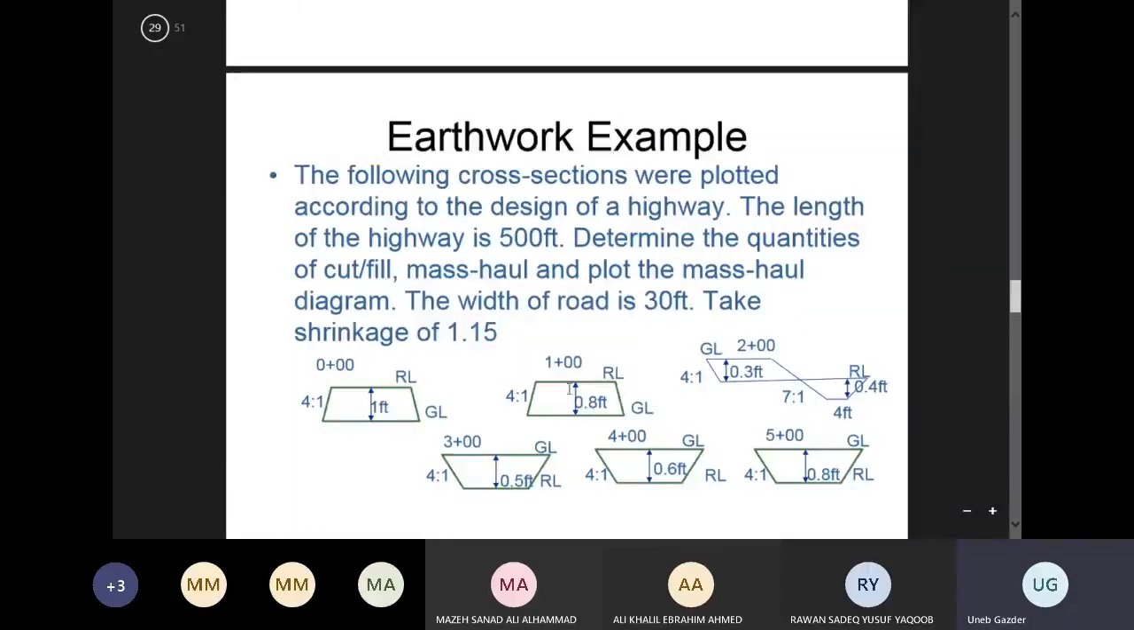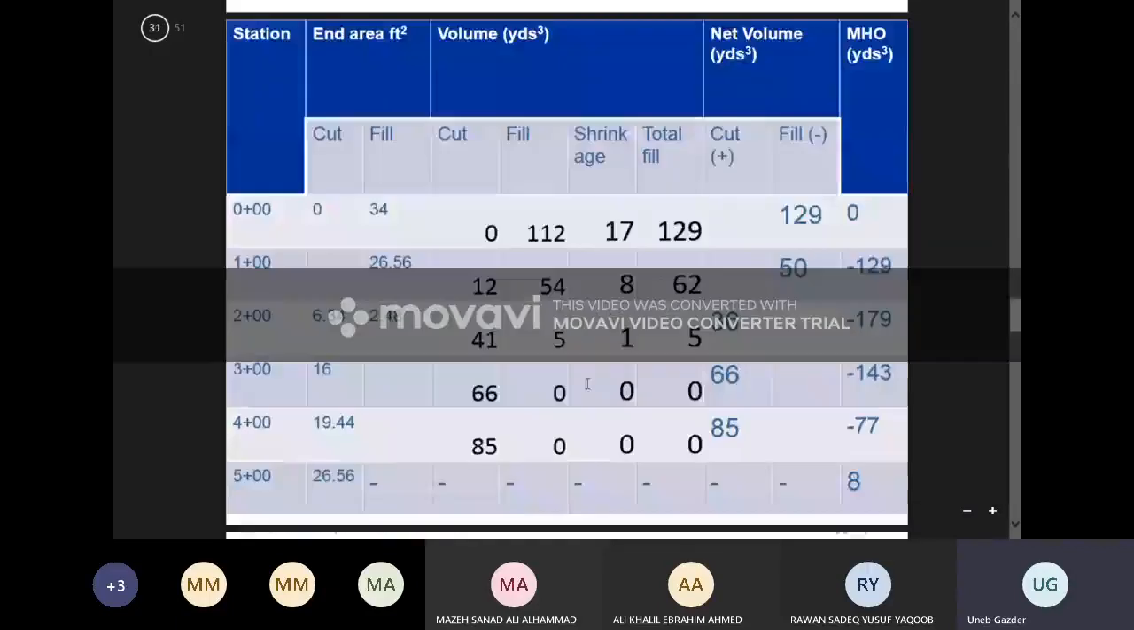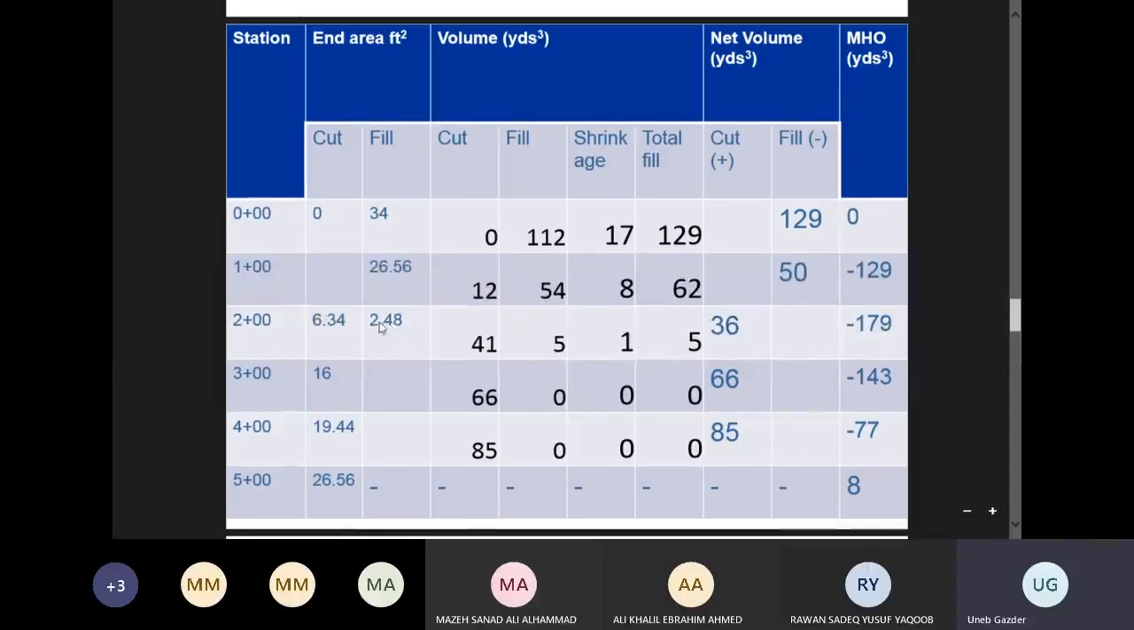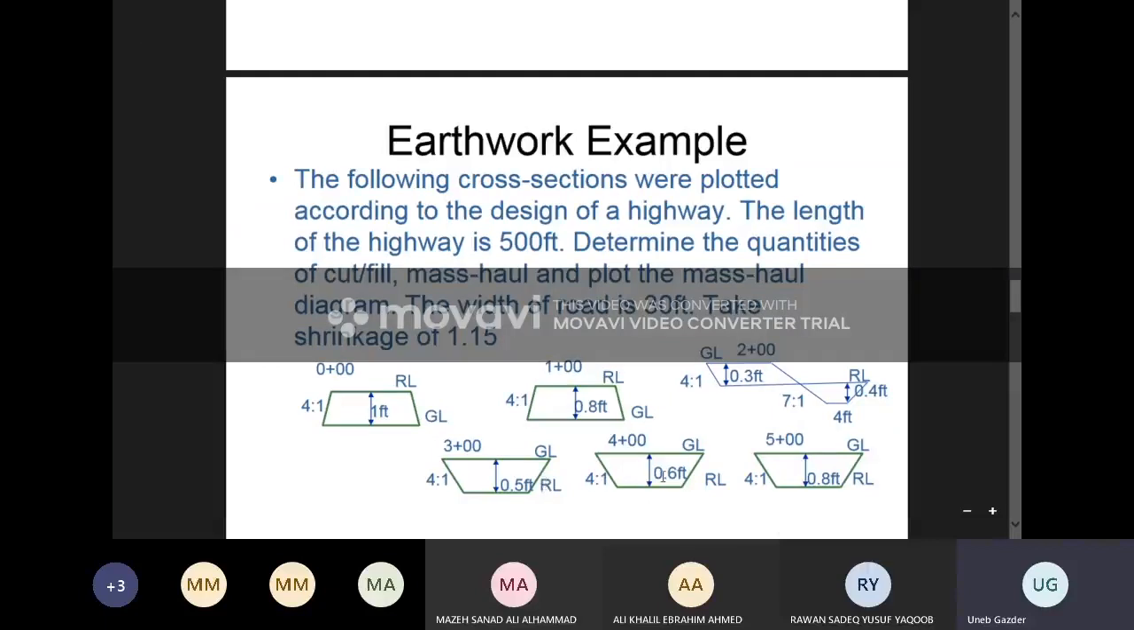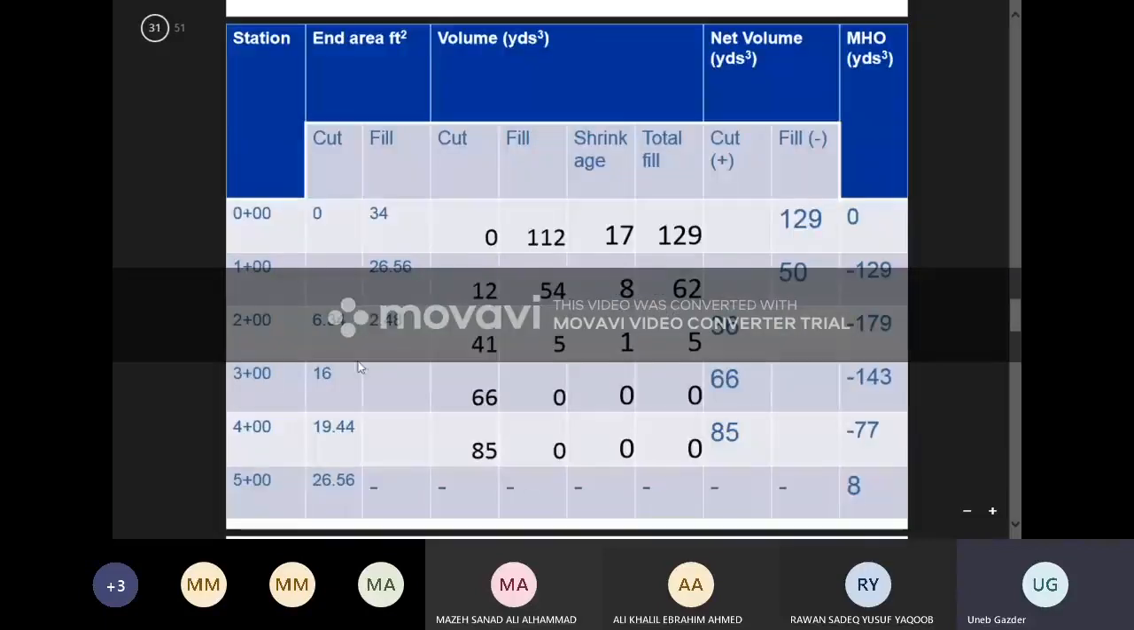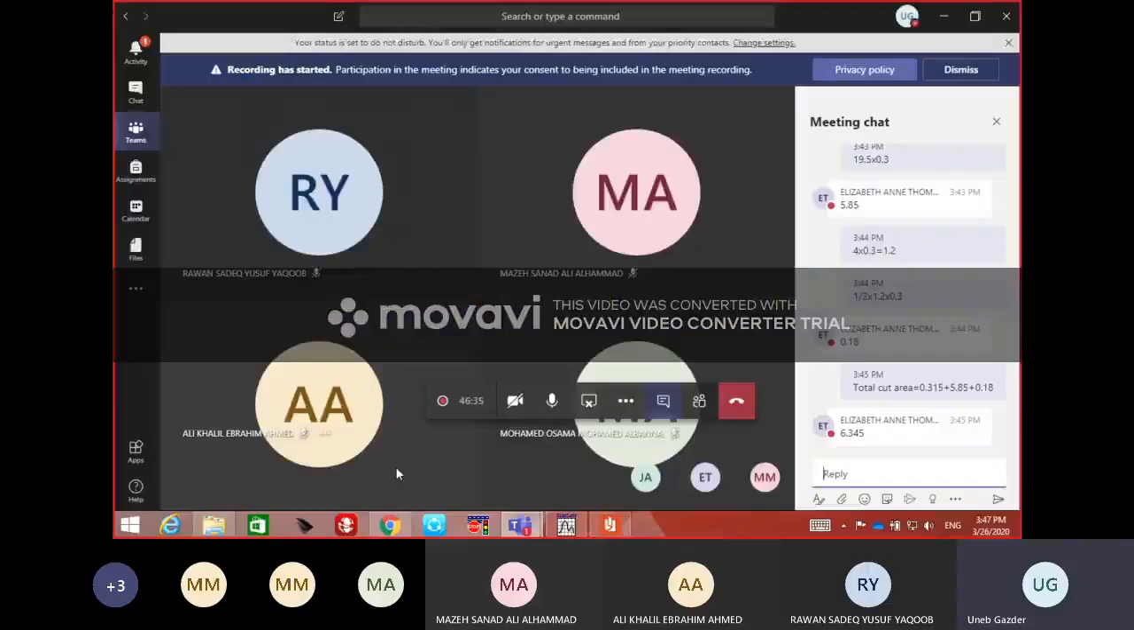Second area again, fill. So you see again, cut is empty and there is a value of fill. Third, which is station 2, the one which you just calculated, we have some cut area and some fill area, so you see values in both columns. Then stations 3, 4, 5, all of them are cut. Ground level is up, road level is low, so all quantities are cut. So you see only quantities written in the cut column, the fill column is empty.